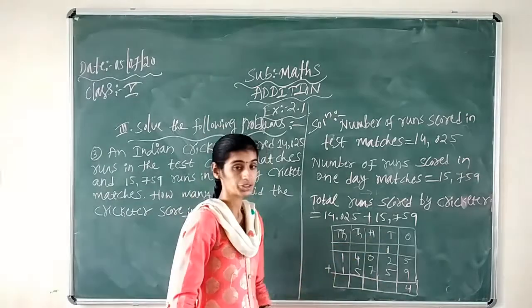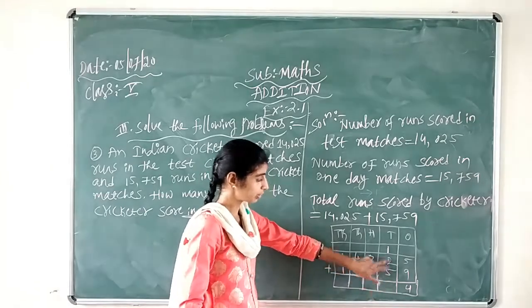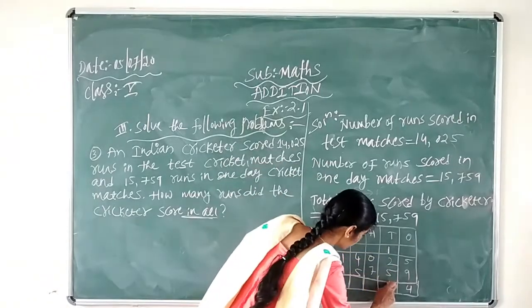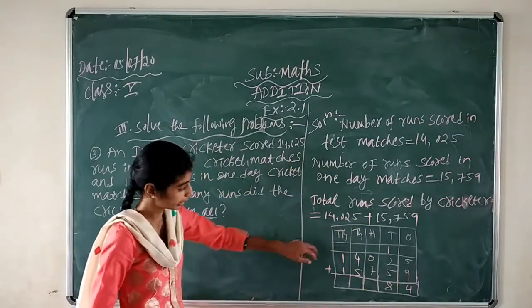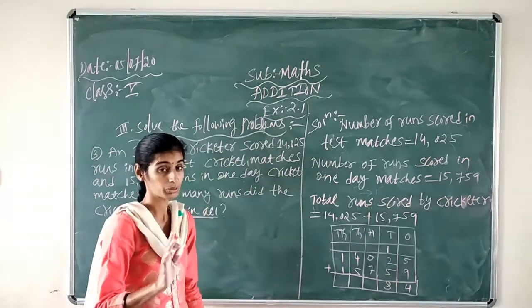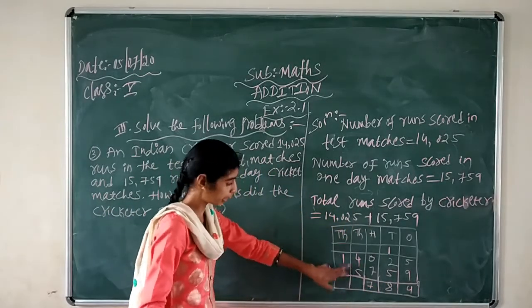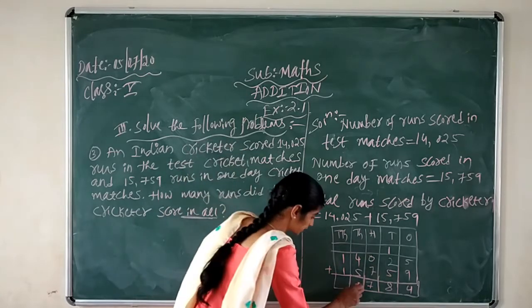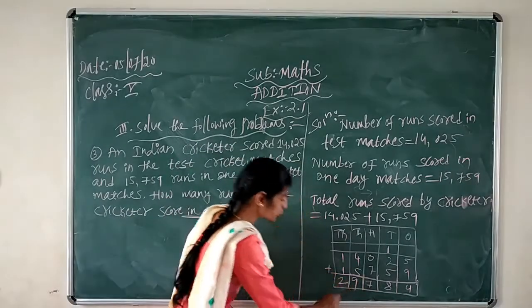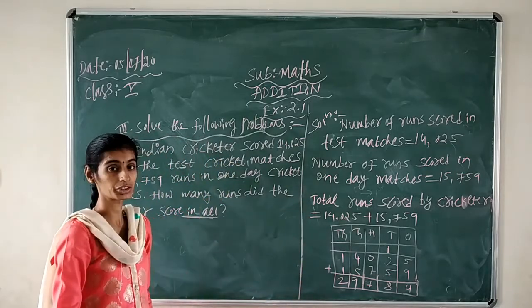Now count the tens place, children. 2 plus 5 is 7, plus carry 1, it is 8. You should count the carry. Then next, the hundreds place: 0 plus 7 is 7. Don't get confused, children. Then the thousands place: 4 plus 5, yes, it is 9. Then the ten thousands place: 1 plus 1 is 2.